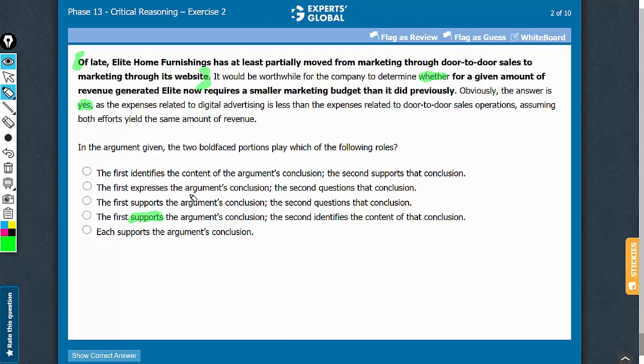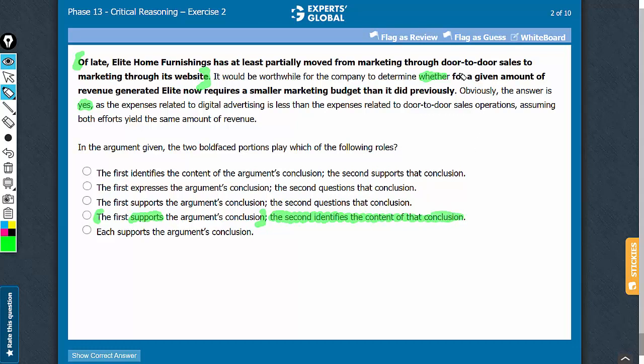But even in the process of being a circumstance whose implication is leading to the conclusion, the circumstance is in a way supporting the conclusion. So while the first part here is a bit weak, it is not incorrect. Look at the second part here. The real merit in this answer choice lies in the second part. The second identifies the content of the conclusion.